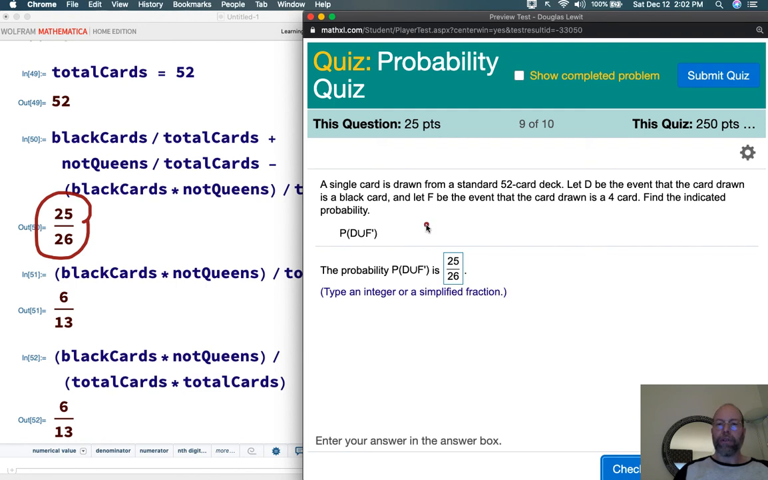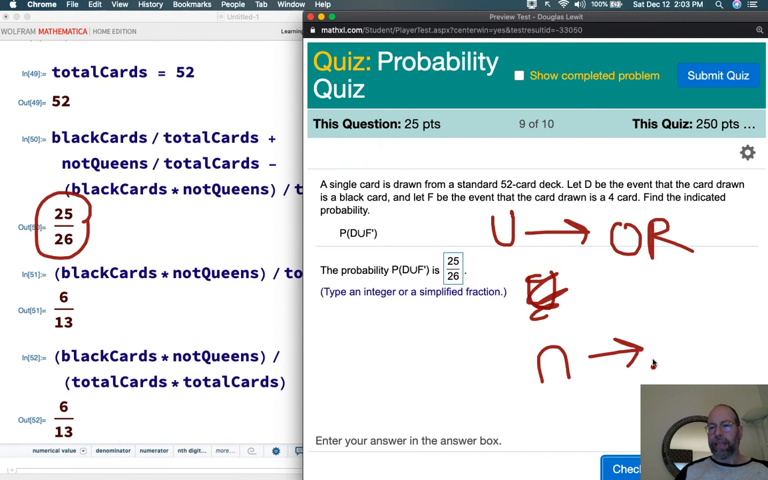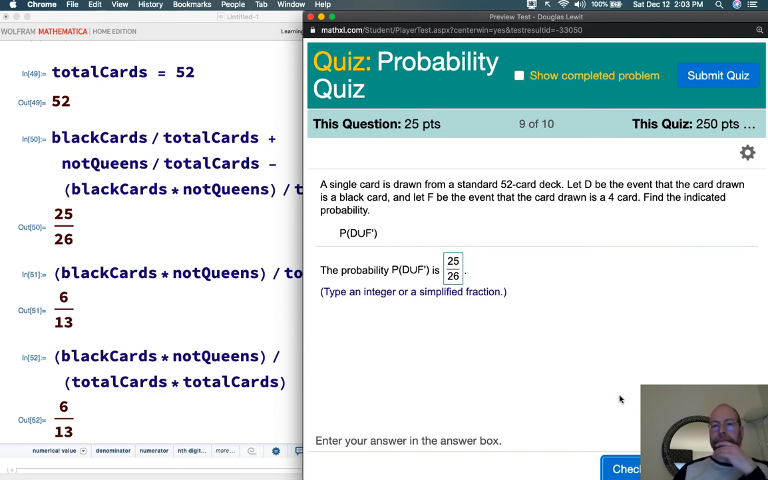Remember, in probability, this means OR, whereas this symbol here means AND, and that really does make a difference. It really does change the problem. OR usually means you're adding probabilities, and with AND you are multiplying probabilities. That's generally the difference. Okay, so that looks good.